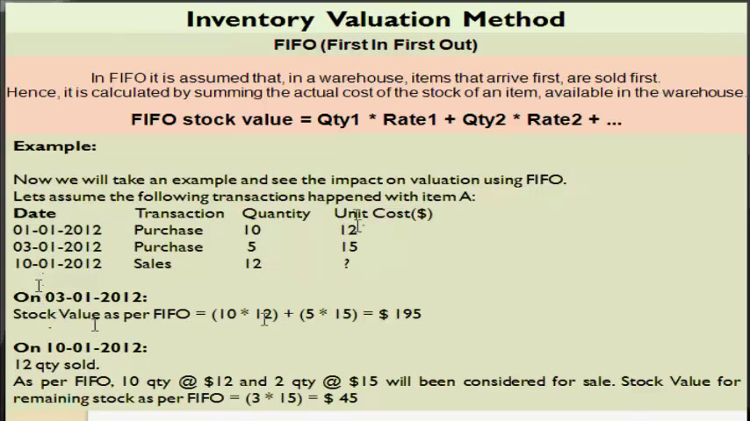To understand, let us see what the stock value was on 3rd of January. The stock value as per FIFO would be 10, that is quantity, into 12, that is unit cost, plus 5 into 15, equal to $195. On 10th, when 12 are sold, as per FIFO, 10 quantity at the rate of $12 and 2 quantities at the rate of $15 will be considered for sale. Stock value for the remaining stock as per FIFO would be 3 into $15, that is $45.